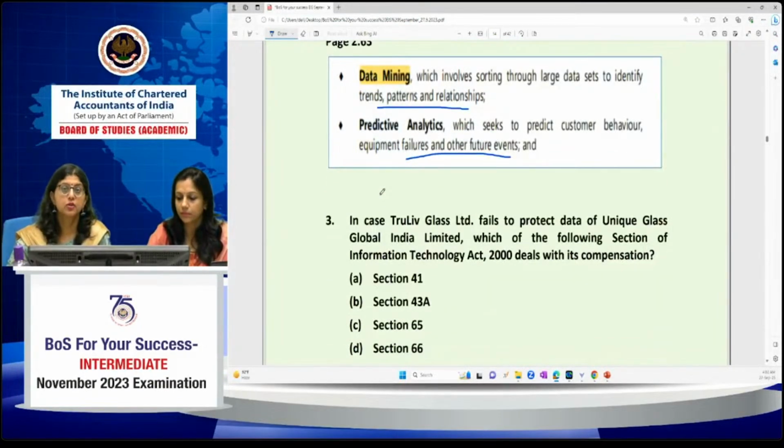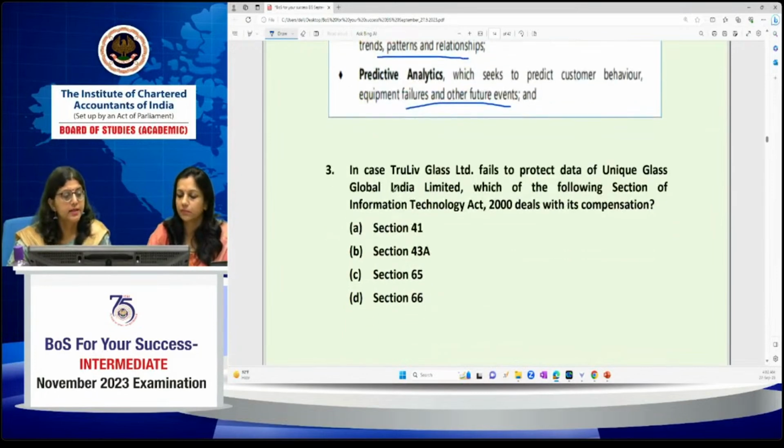Now the question number 3. In case Truelip Glass Limited fails to protect, suppose the party that they have looped in loses some data or is not able to protect the data of Unique Glass India Limited, which of the following sections of the IT Act 2000 deals with its compensation? Which section would be applicable to Truelip so that the compensation can be made?